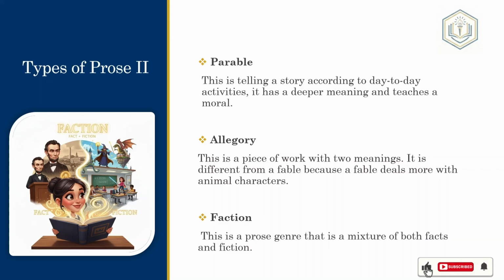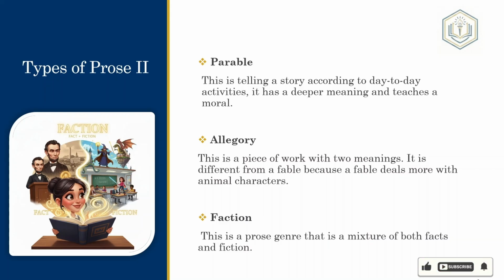So Half of a Yellow Sun is a faction because facts on the Nigerian Civil War, the things that happened, the fact that it happened between 1967 to 1970, and all of the major facts or the minute facts are present in that novel, but there is a mixture of fiction. It's predominantly fiction, but it has facts in it. So that mixture of fiction and facts is called a faction.